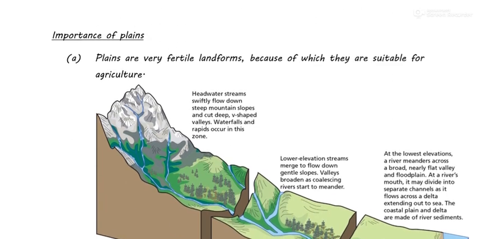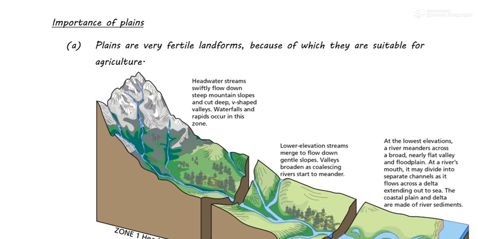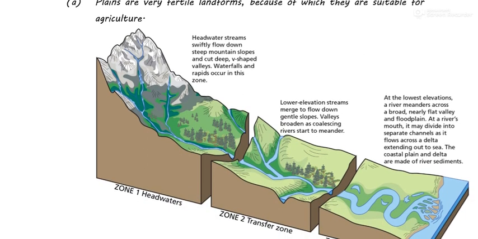So the first point says that plains are very fertile landforms because of which they are suitable for agriculture. Now, how are plains very fertile landforms? As you can see in the given picture, a river which originates from the mountains makes its way from the mountains, from the landforms, from the plateaus, and finally onto the plains. After crossing the plains, it meets the sea. This is the mouth of the river.